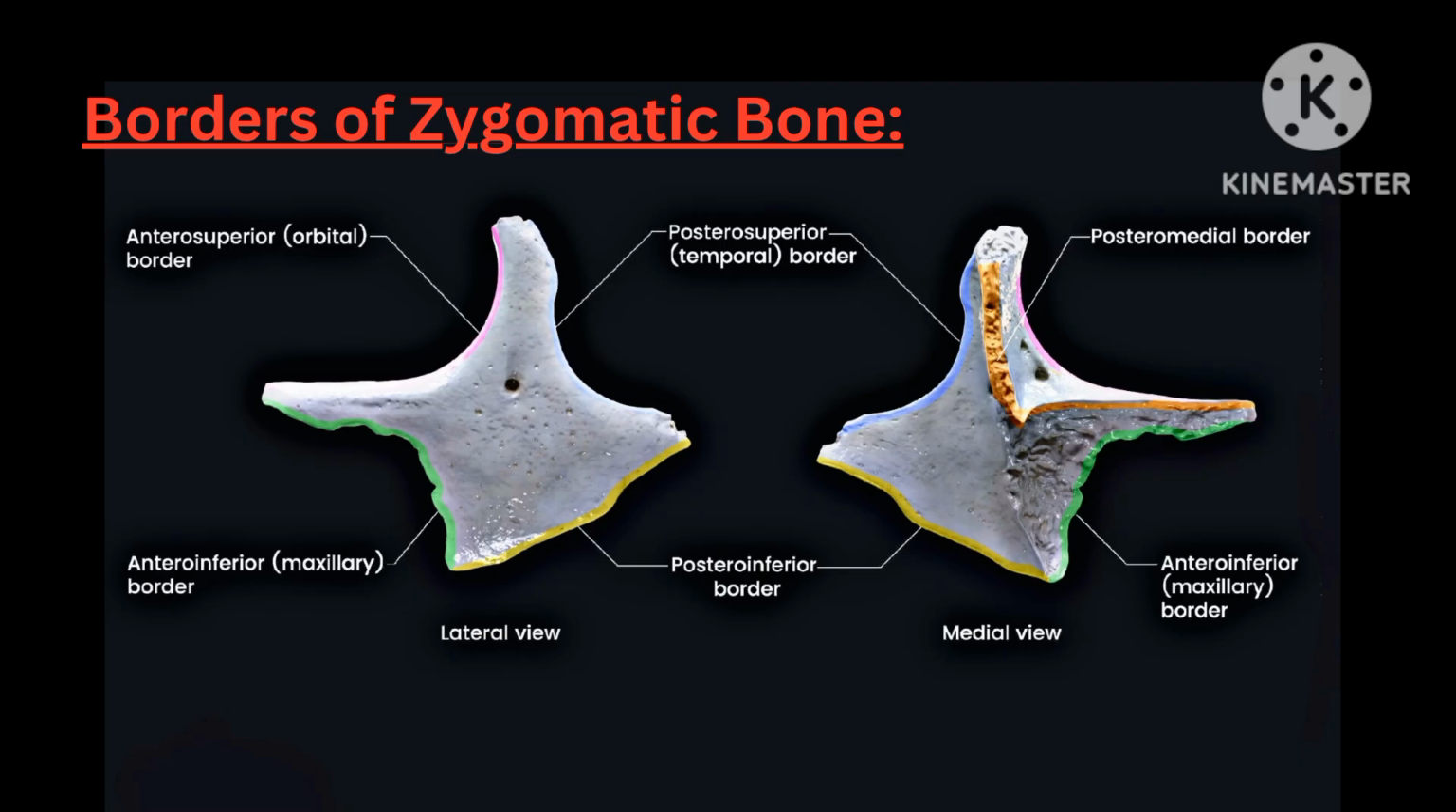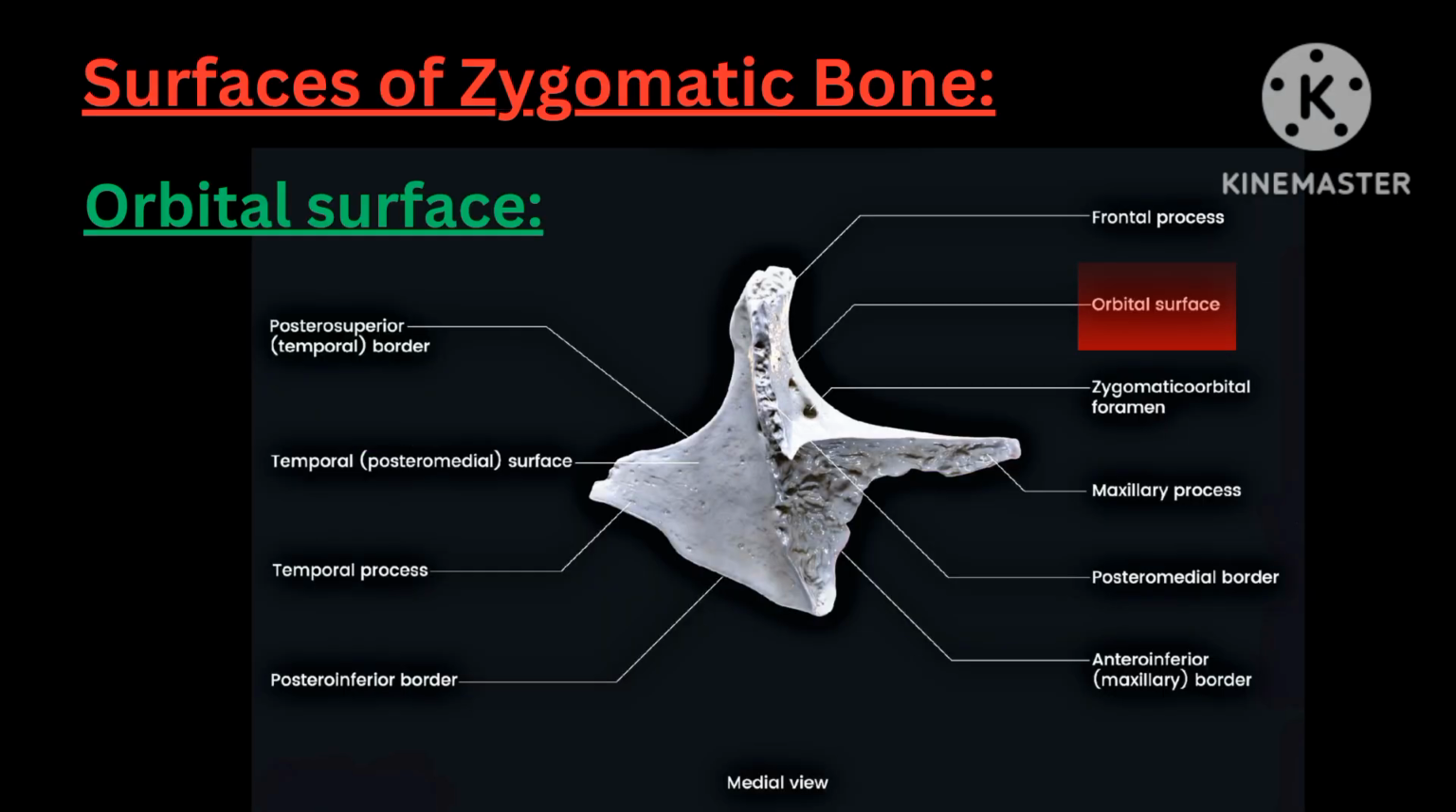Here are the borders of the zygomatic bone. Surfaces of the zygomatic bone. The orbital surface, shown in the red box, forms part of the lateral side of the orbital floor, the inferior wall of the orbit. The orbital surface presents an opening called the zygomatico-orbital foramen. The zygomatico-orbital foramen continues as the zygomatic canal leading to both zygomatico-temporal and zygomatico-facial foramina.